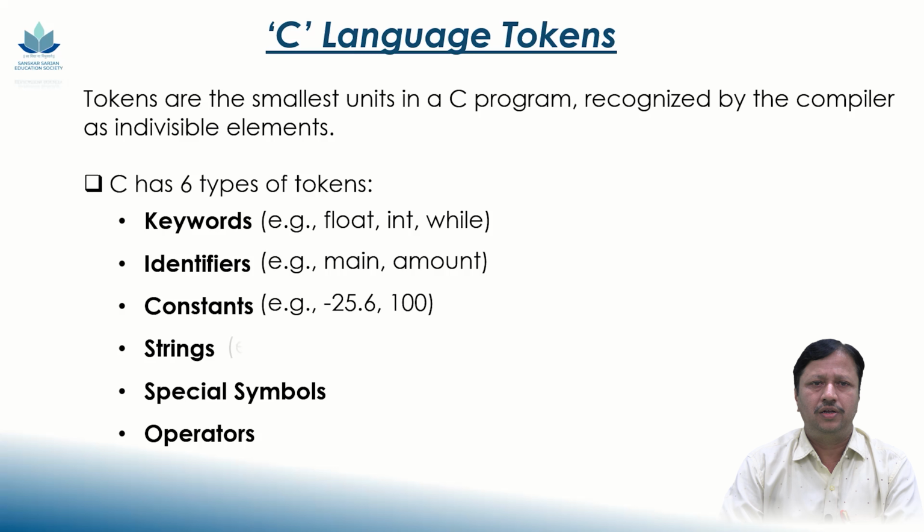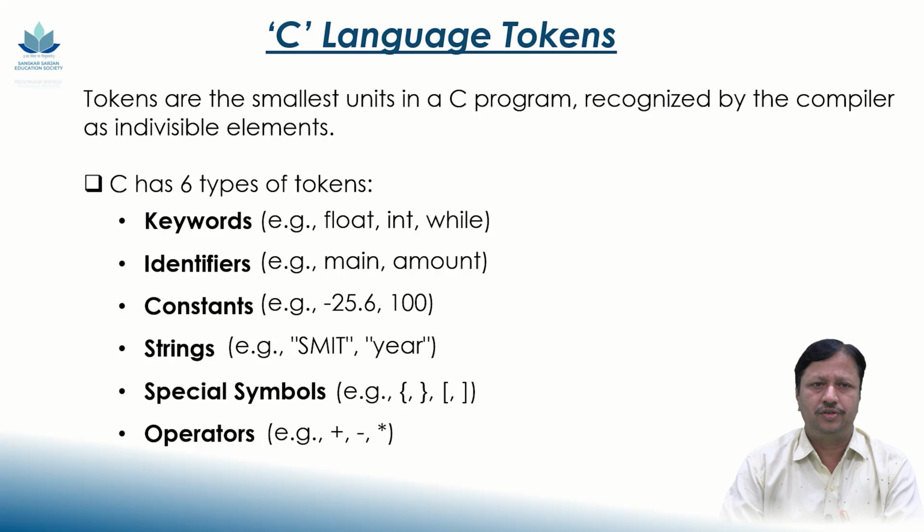Strings, for example, double quote SMIT double quote, comma, double quote year double quote. Special symbols, for example, opening and closing brackets, comma, square brackets. Operators: addition, subtraction and multiplication. C programs are composed using these tokens and follow the general syntax or rules.